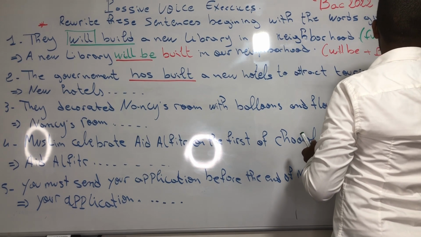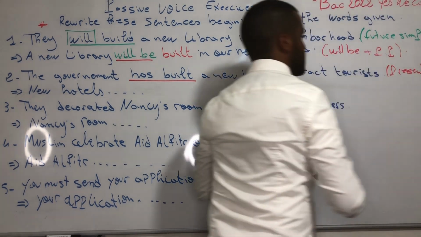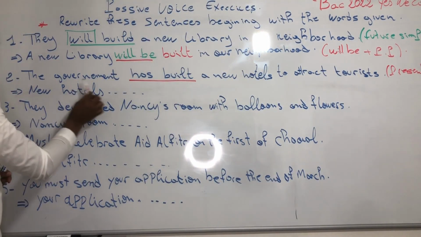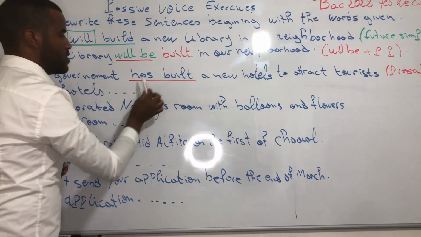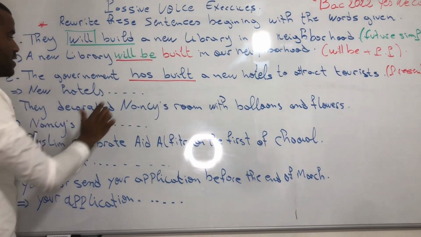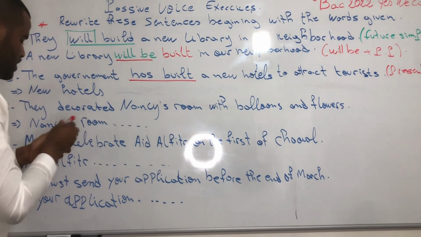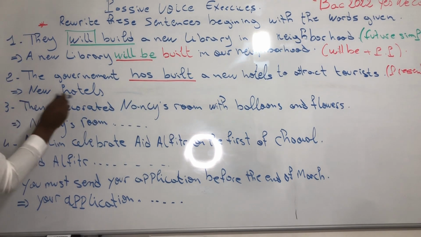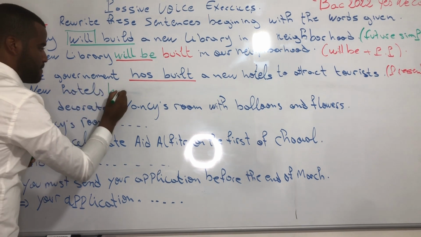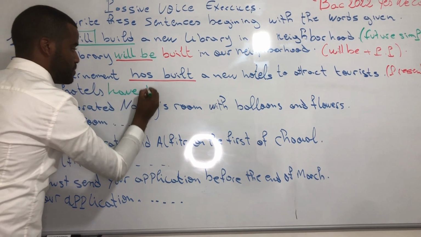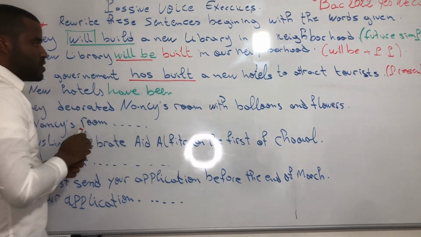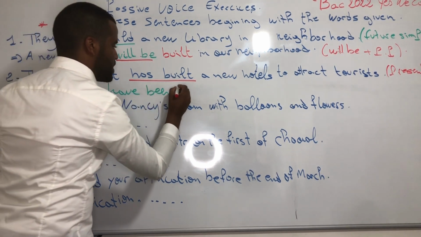Okay. As you know, I just write here the tense in order to know which tense we have here. So the government has built: have or has plus the past participle. This is the rule of present perfect in the active. So in the passive, what do you think we are going to write? New hotels have been, and we are going to write the verb built in past participle.